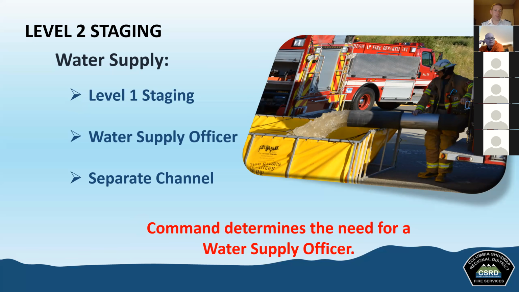And a water supply officer is somebody, again, who's going to oversee the water supply, which is the tender operations and the pumping apparatus. If you've got multiple pumping apparatus, how many supply lines are coming off of them? Are they able to keep up with the tender shuttle runs that are happening?